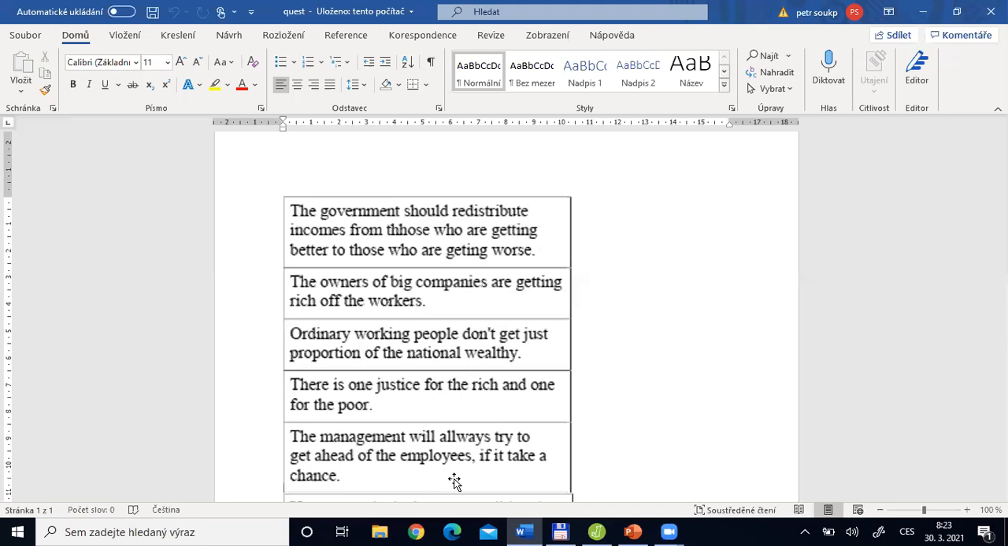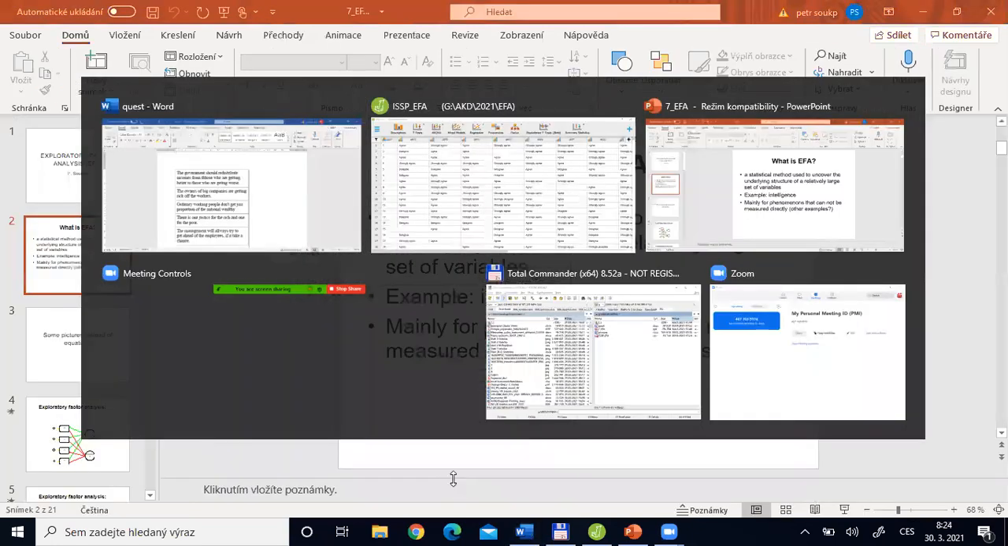So we would, of course, then empirically prove that there is some hidden dimension behind these 5 statements. So this is the simple logic of exploratory factor analysis by 2 examples: intelligence by Spearman, and this left-right scale from political sociology. So this is a well-known 5-item set, which is usually used in the International Social Survey Programme, or just ISSP data. So we can go further.